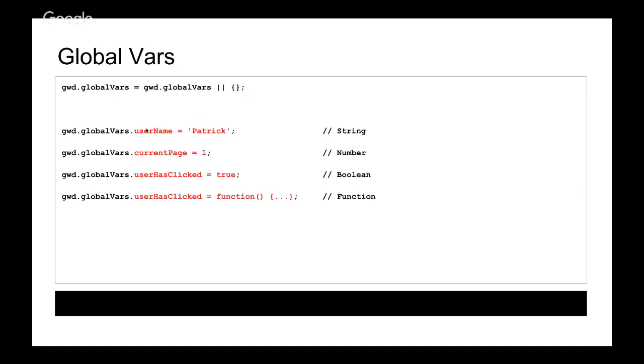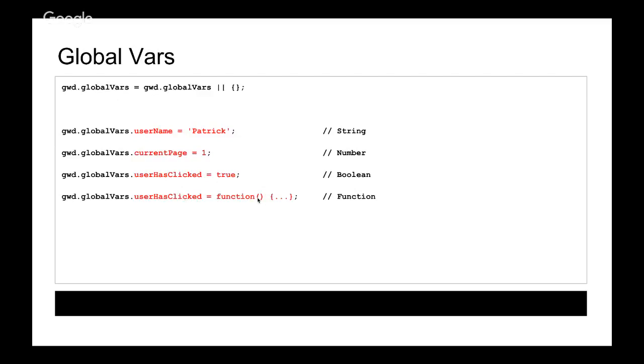No need for a new or something like that. Just, var GWD is not necessary anymore. Just add it to globalVars, and then you can use it in all those functions that you need. Current page, user has clicked through, so all those functions can be used. And also create your own function, GWD.globalVars.userHasClicked, and then whatever you need to do.